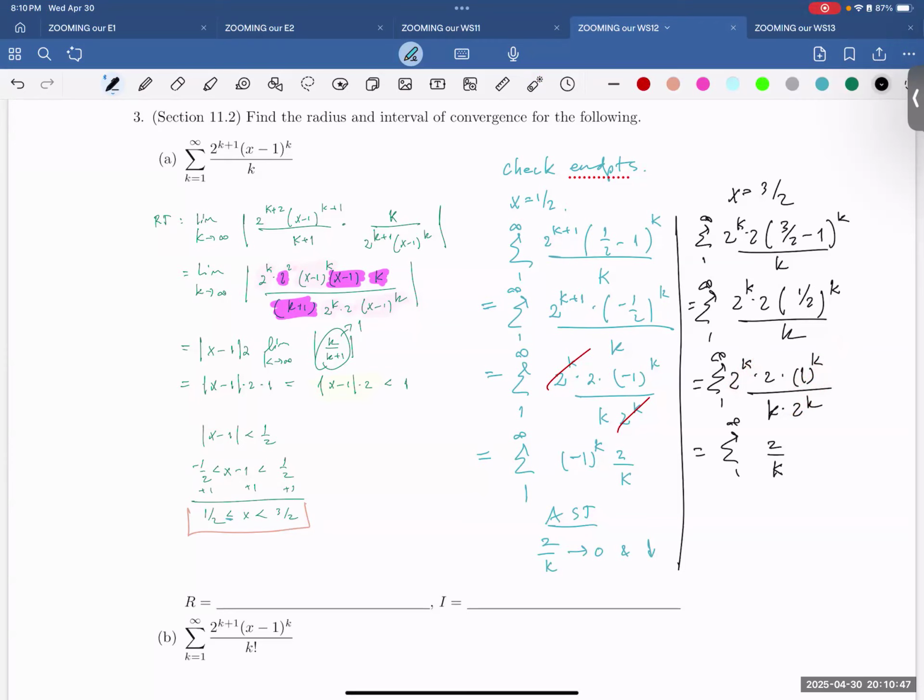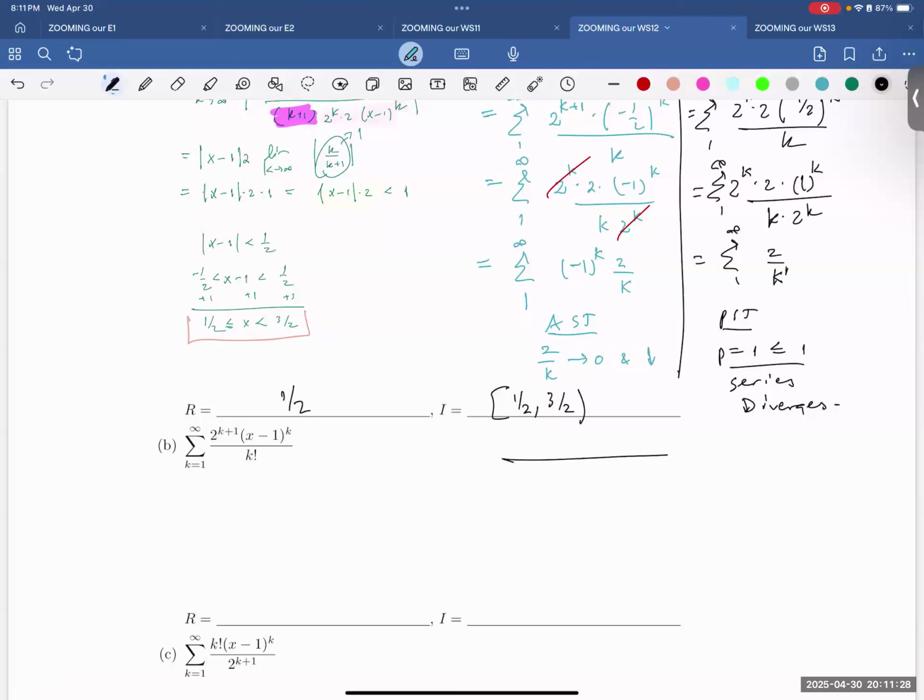And let's see, this is a P series. P series test: P is equal to 1, which is less than or equal to 1, so the series diverges. Here's the 1 for your P series. So we exclude the 3 halves, we leave it open. Then our interval we would write as 1/2 to 3 halves, open at 3 halves. The distance from 1/2 to 3 halves is 1. And then the radius is half that.